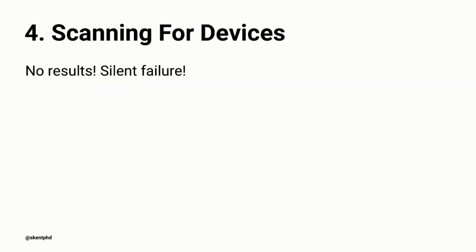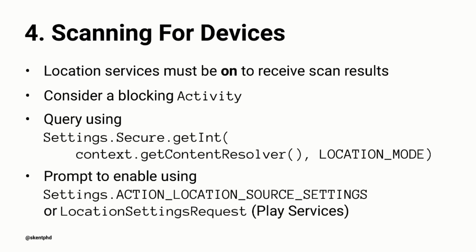Great, so we've done that, and now what's going to happen is you run that scan again, and you're still going to get no results, but this time, instead of a quiet failure, it's going to be a silent failure, where nothing tells you what's wrong. So, the thing that's wrong is, not only must you have the location permission, but the device's location services must be currently switched on to receive scan results.